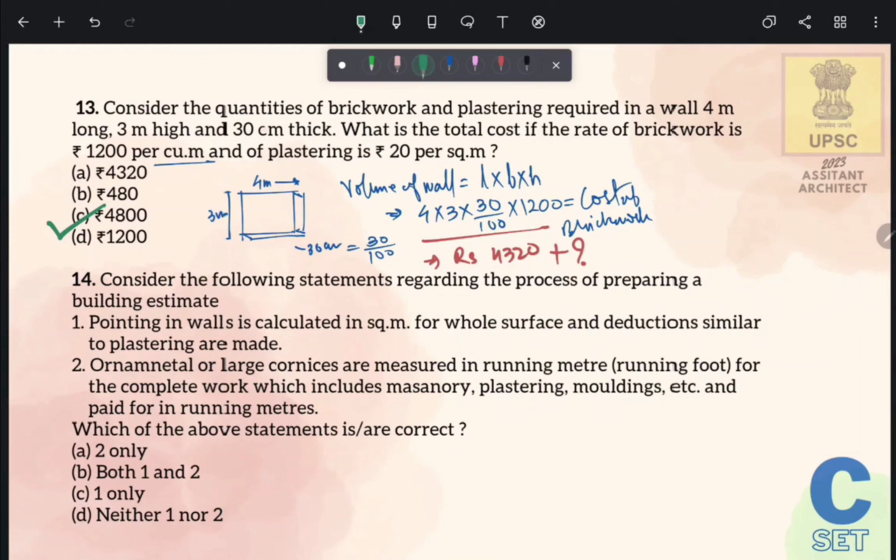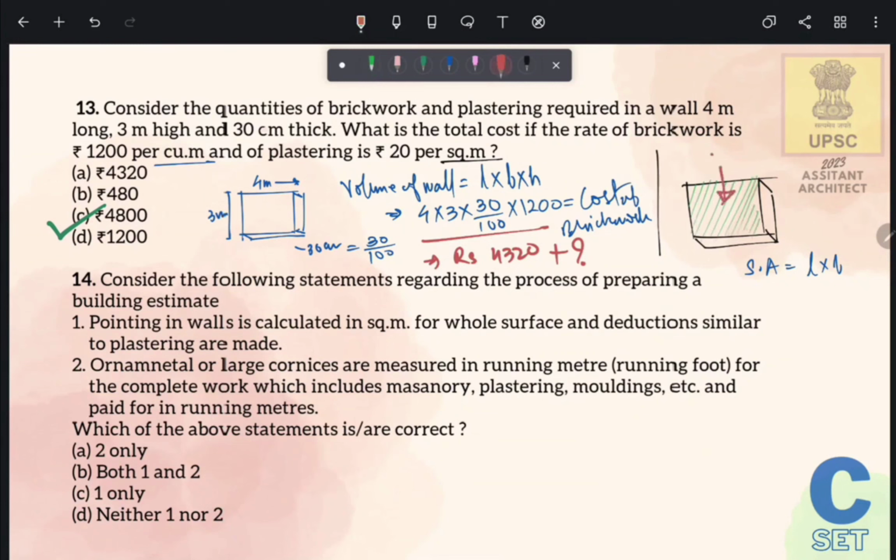And if such type of options are not given, then you can further calculate the cost of plaster. So let's see how we can calculate that. The rate of plaster is given in square meter. Then you have to find the surface area of all the faces. Formula of surface area of one side of a rectangle is length into breadth. And to calculate the cost of plaster, we have to take double of this side, double of this side, and twice the surface area of this side. The final value will come as ₹480, and on adding this value to the cost of brickwork, we will get the final result as 4800. We will get the total cost of the work.